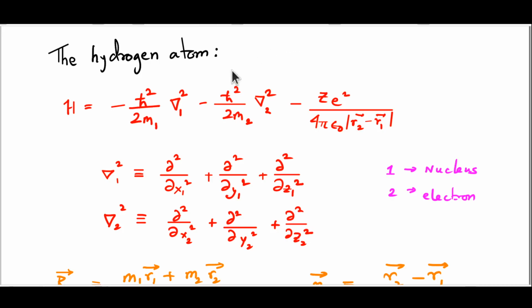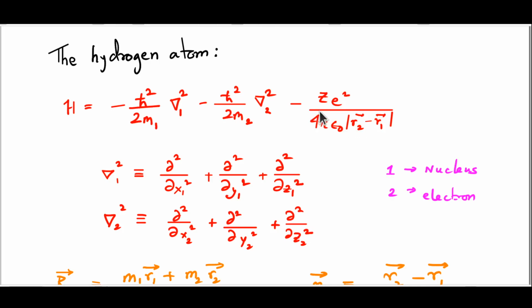Now, the Hamiltonian which describes the hydrogen atom is given by this expression here. You have a minus ħ² by 2m1 Laplacian 1, the kinetic energy term corresponding to the first particle, in this case the nucleus, and minus ħ² by 2m2 Laplacian 2. This is the second particle's kinetic energy contribution. That's the electron here. In addition to these two terms, you have the additional potential energy, which, because the interaction is attractive, is negative compared to its value at infinity.